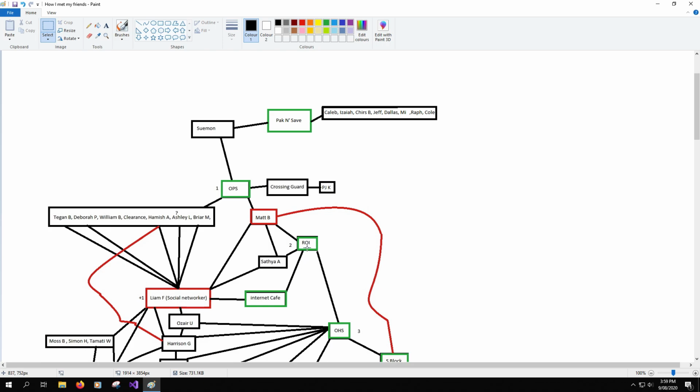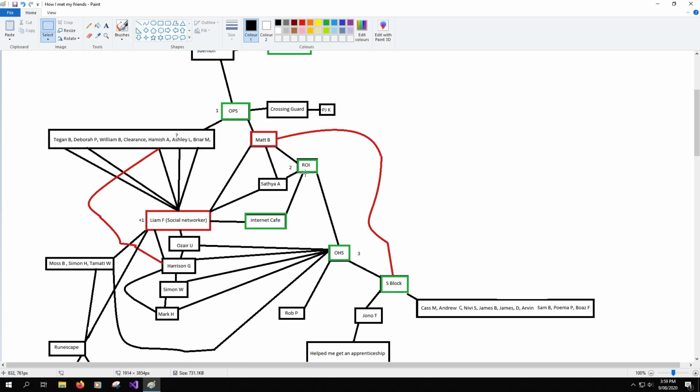And then from middle school, I went to an internet cafe, where I met Liam F. And yes, I labeled him social networker because he makes friends with everyone. So yeah, he's basically friends with almost everyone there. Okay.